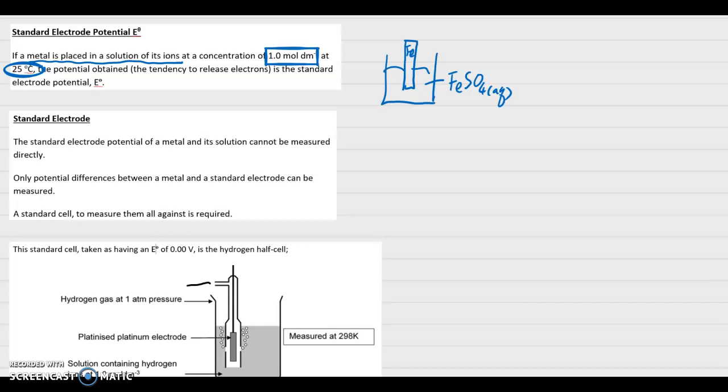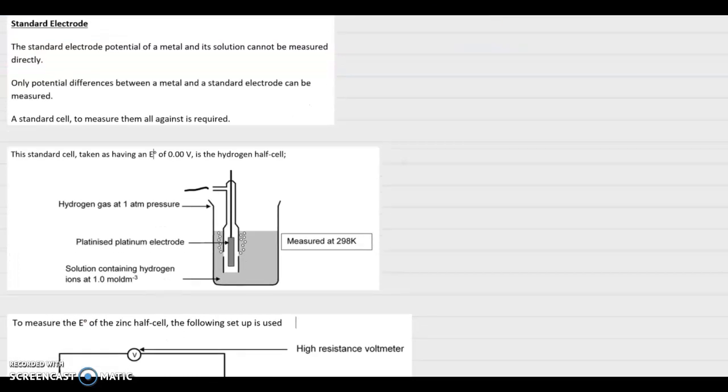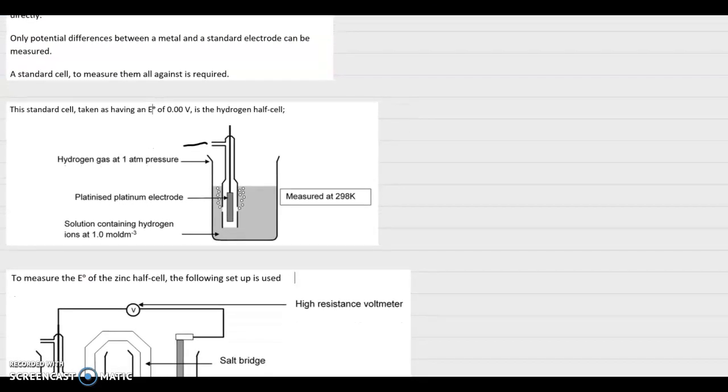The standard electrode potential half cell has 1 molar concentration and 298 K. So this is the half cell that we have to prepare. But what are we going to compare? If I have only iron, what do I compare with? What is the thing that I should keep as a reference? We should use the simplest atom in the world, which is hydrogen. So we use hydrogen as a reference.